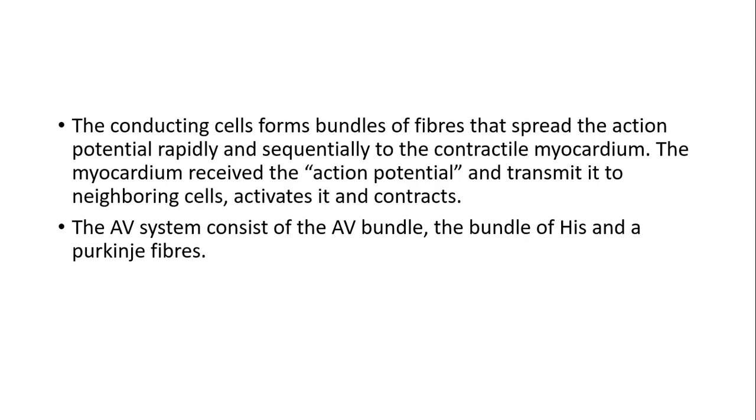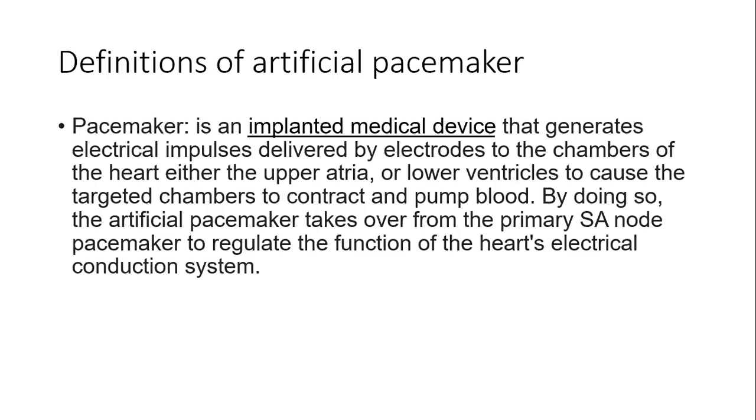And as such, because of these problems, we need an artificial pacemaker, which will replace their function. This artificial pacemaker is designed in such a way that it works in similitude to what the SA node actually does to the heart. This device is an implantable medical device that generates electrical impulses delivered by electrodes to the chambers of the heart, either the upper atria or lower ventricle, to cause the targeted chambers to contract and pump blood. By doing so, the artificial pacemaker, just as I said, will take over the function of the primary SA node as the pacemaker, to regulate the generation of the impulse and also the transmission of that electrical impulse to the heart.